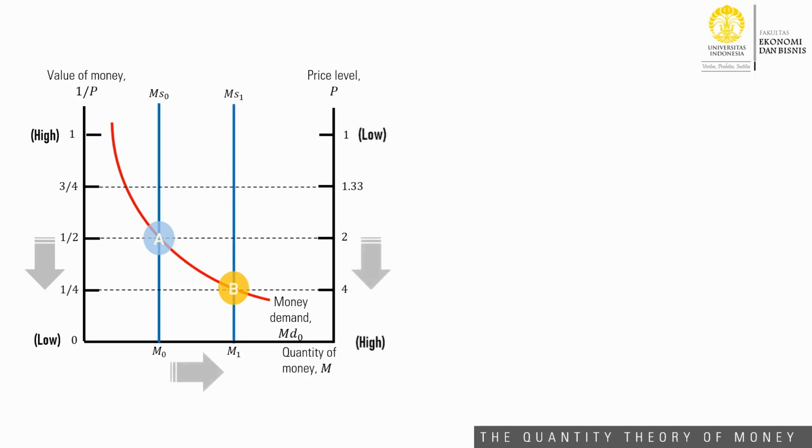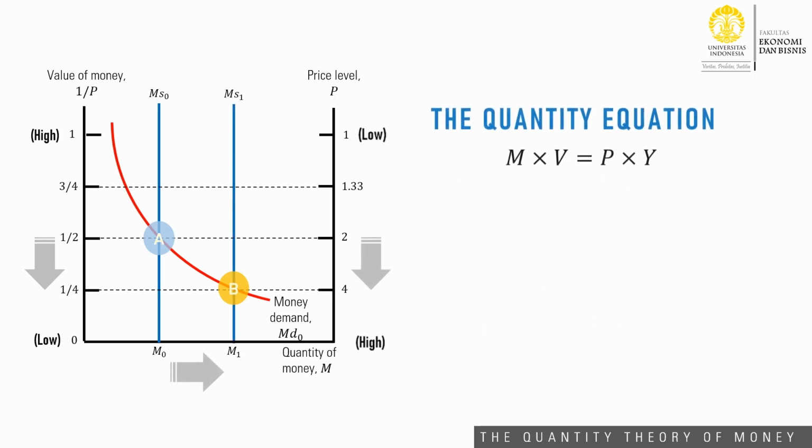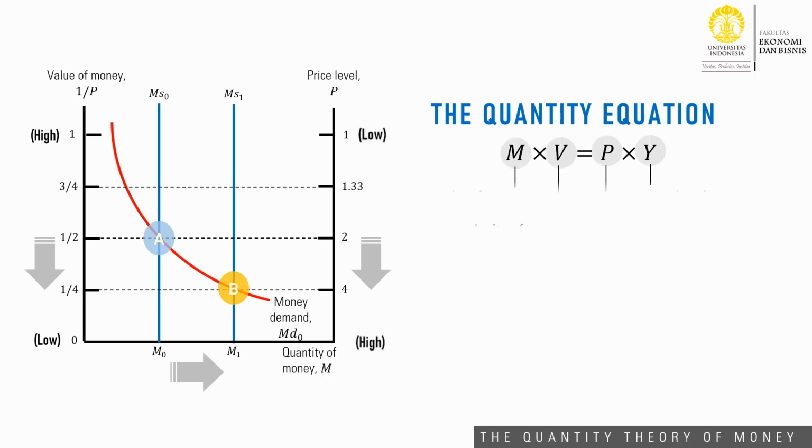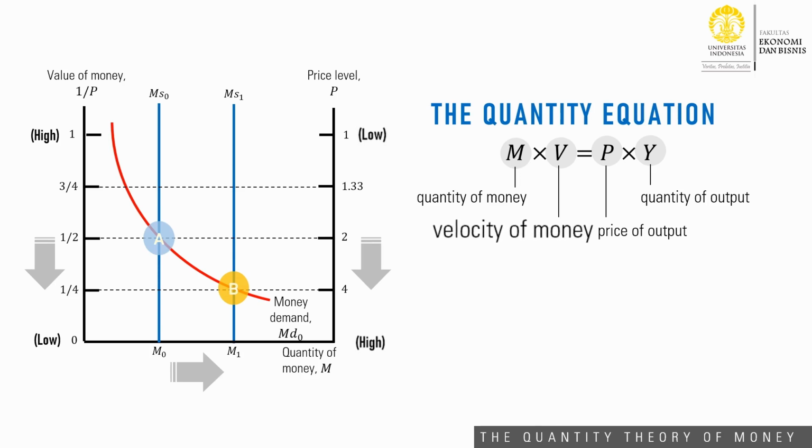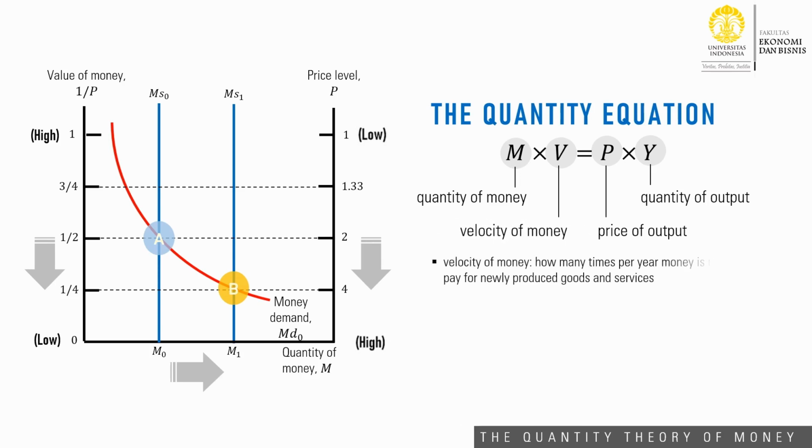Another perspective to view the quantity of money is using this quantity equation. The quantity of money M times the velocity of money V equals the price of output P times the amount of output Y. The quantity theory is derived basically from the equation about the velocity of money variable here, or how many times per year money is used to pay for newly produced goods and services. Mathematically, it is expressed as P times Y per M. If the economy, for instance, only produces 100 cars in a year, sold for 200 million rupiahs per car, the payment for the goods and services is 20 billion rupiahs.